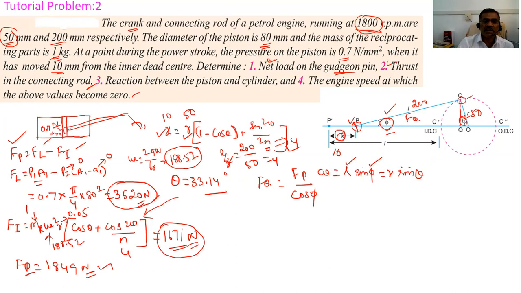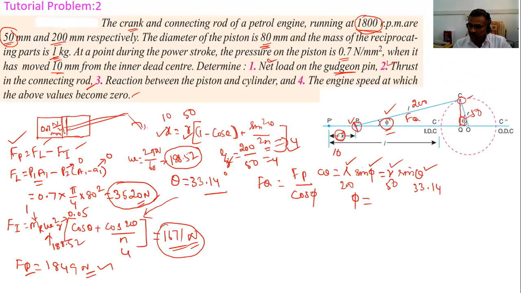We know the value of L, we know the value of R, we know the value of theta. What is L? 200. This is 50. Theta is equal to 33.14. You can find the value of phi. Phi is equal to 7.82. If you substitute here, you can find the value of FQ. FQ is equal to 1866 Newton. This is the force acting on the connecting rod, FQ.